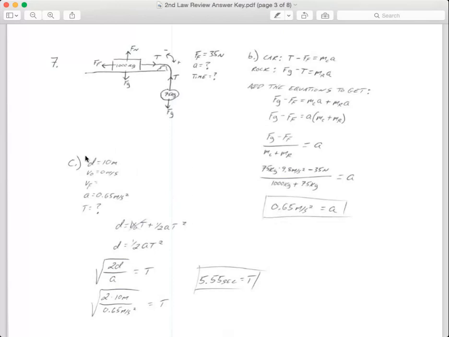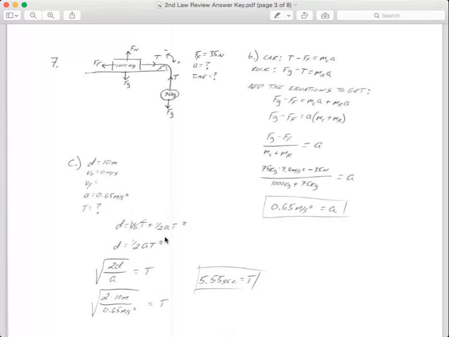Part C says, well, how long do they have to hit the brakes before they're going to go over the edge? Well, they're 10 meters away from the edge of the cliff. The initial speed of the car is 0. That was given. And the acceleration we just solved for is 0.65 meters per second squared, and we are solving for time. So I'm going to use the equation that does not have VF in it. So that's going to be the D equals V naught T plus 1/2 AT squared.